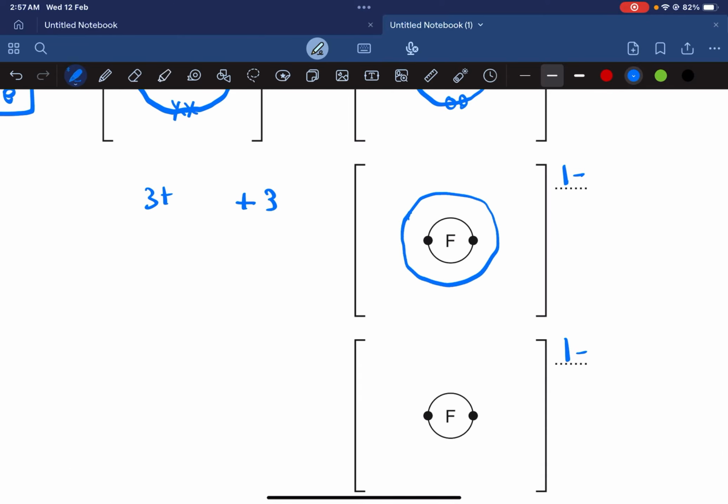Now 1, 2, 3, 4, 5, 6, 7, 8. 1, 2, 3, 4, 5, 6, 7, 8.